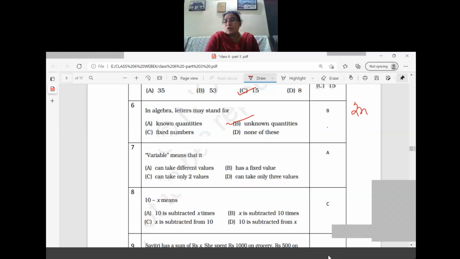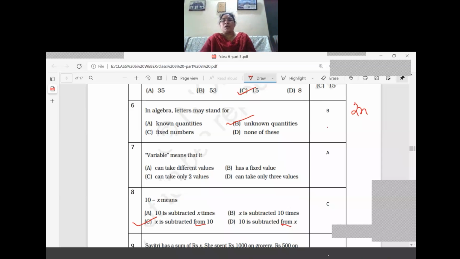I'll read the options. 10 is subtracted from x times. Listen here, all of you. 10 is subtracted x times. X is subtracted 10 times. X is subtracted from 10, and 10 is subtracted from x. After from, the first term will come. See, here also from is there, here also from is there. From 10 you are subtracting x. That means 10 is the first number to be written, and x is the number to be subtracted. So which is the correct option here? X is subtracted from 10, that is C, the correct option.